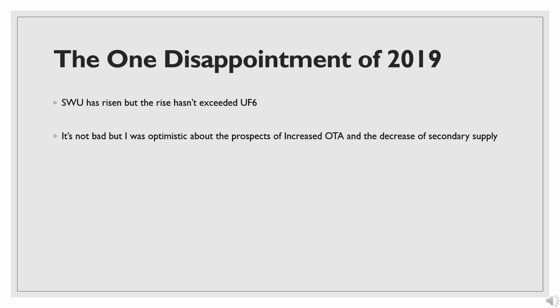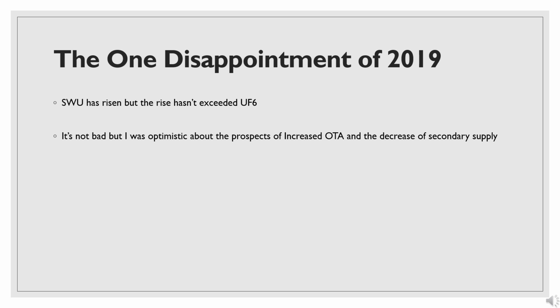So, all in all, 2019 has been a pretty good year for the fundamentals of uranium. That being said, the one disappointment, I don't know if it's really a disappointment, but the one thing I would have thought could have gone a bit better is that the rise in SWU, separative work units, hasn't exceeded the rise in UF6. Now, it hasn't been bad, the price change in SWU. It's just, it hasn't been as much as one would hope when looking at how it was moving before.